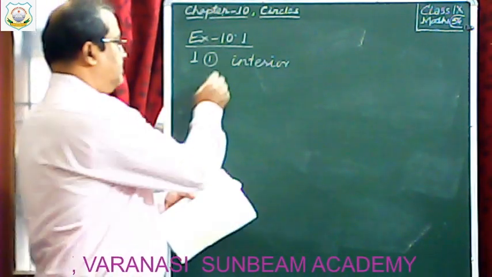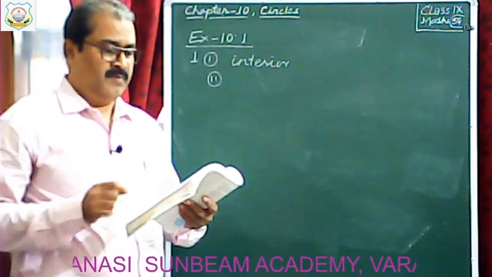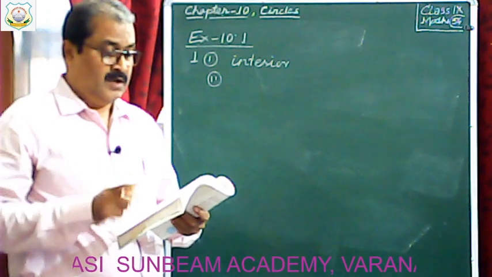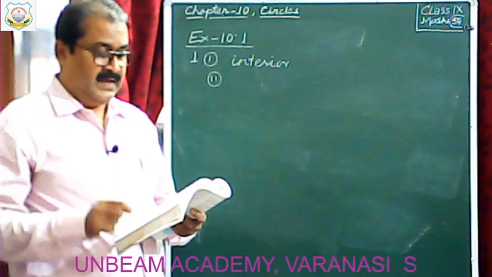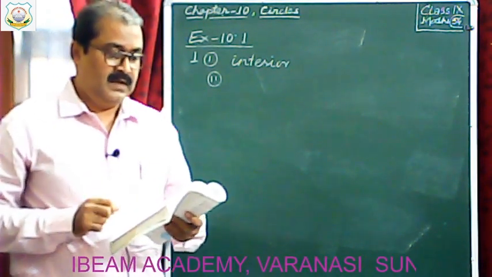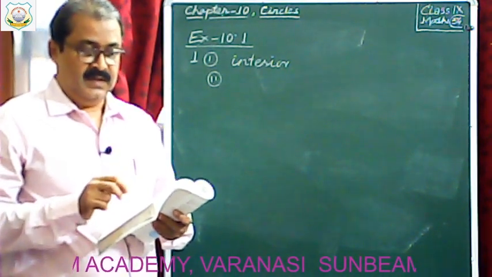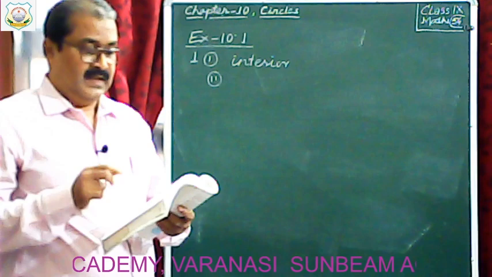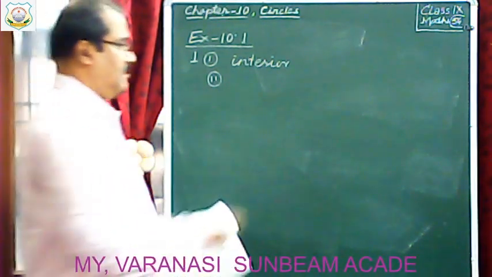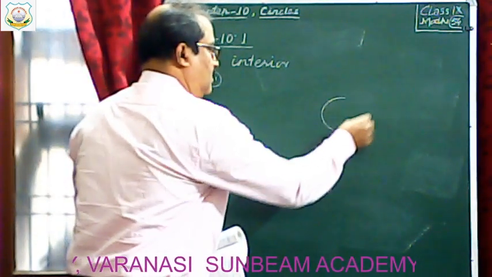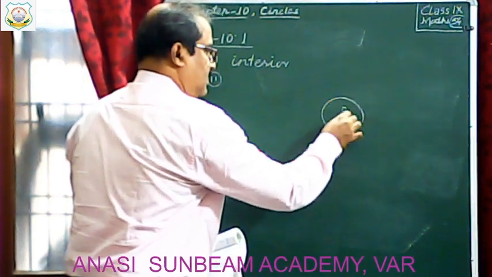Okay, second. A point whose distance from the center of a circle is greater than its radius lies in dash of the circle. Here the circle is not given; it is for understandability. Suppose the radius is 3 centimeter.